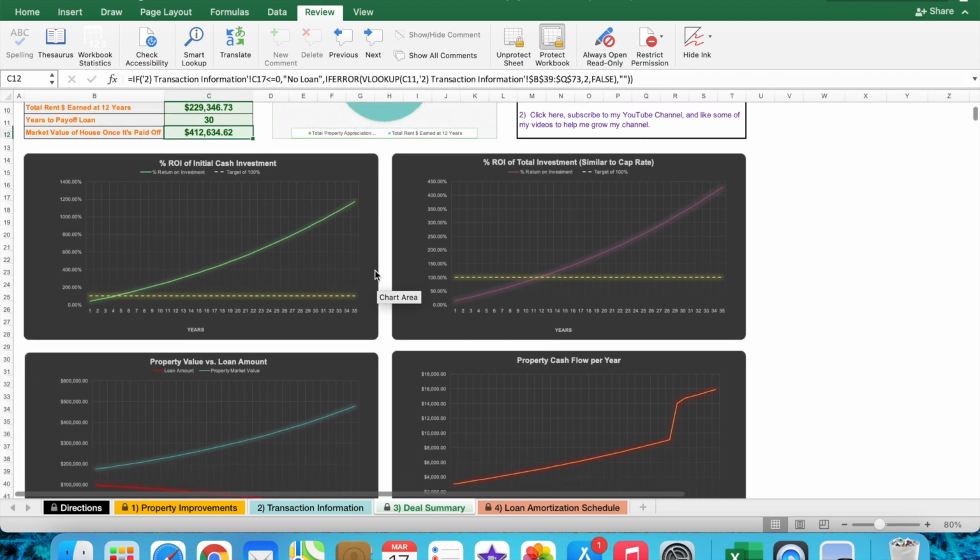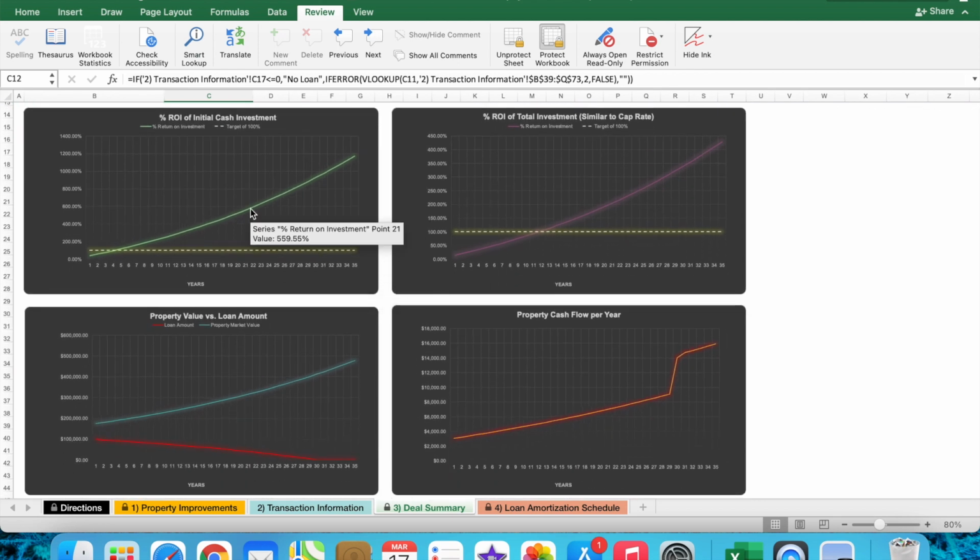All right, so then down here I have 4 graphs. This first graph is the percent return on investment of the initial cash invested. And this line right here represents 100% return on investment. So you're going to get 100% return on investment at about 4 years, and it's just going to keep going up from there. The second graph is very similar to the first graph. This line is the 100% return on investment, but this is the percent ROI of the total cash invested and is very similar to cap rate. And you're going to cross that threshold of 100% at about year 12.